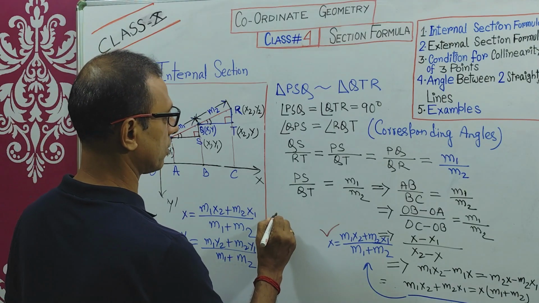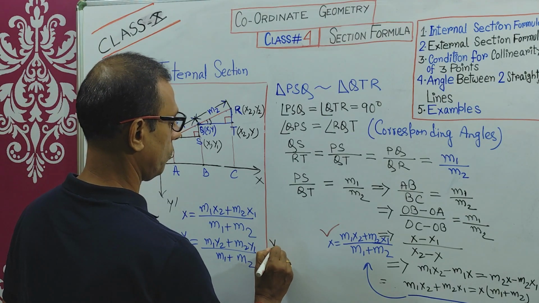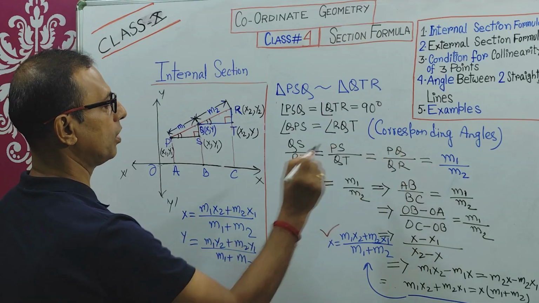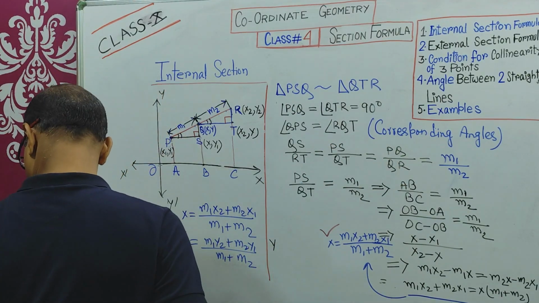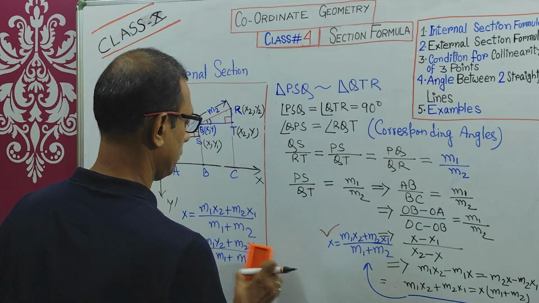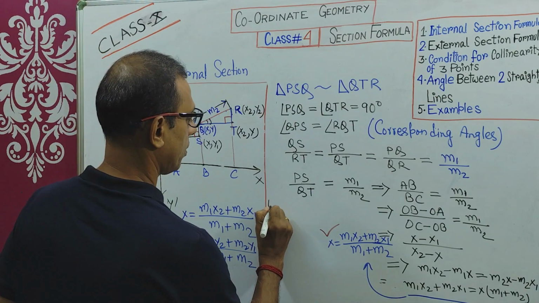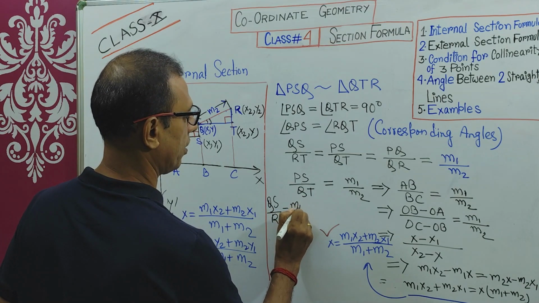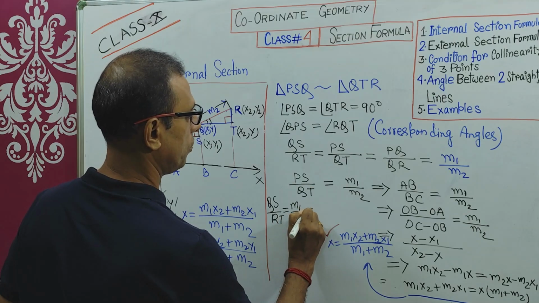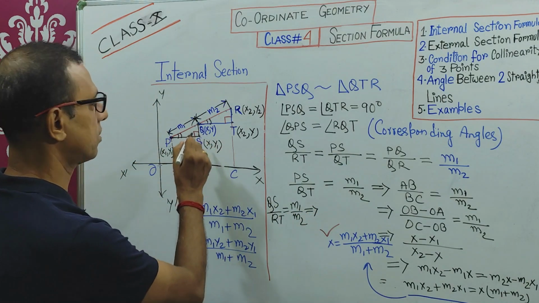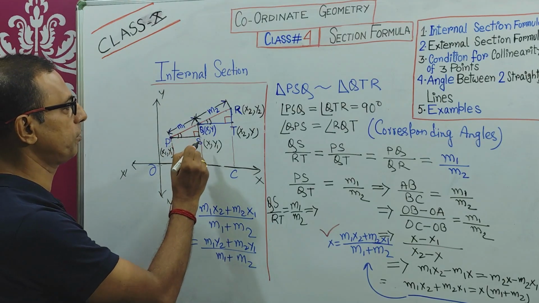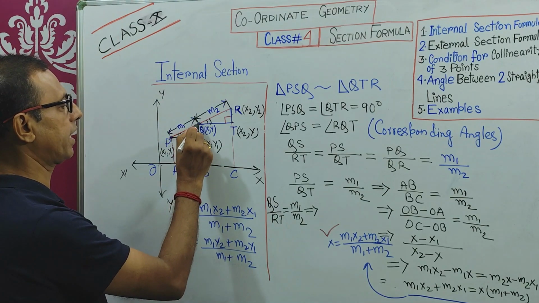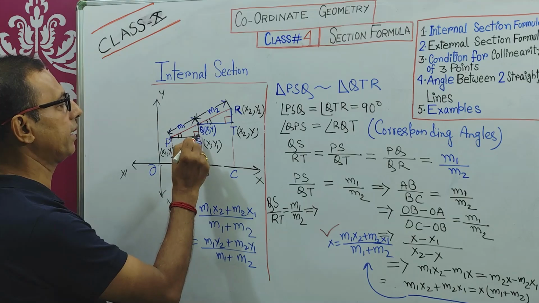How will you do that? Quickly I am just doing this. Now what we will do, we will take this part, QS by RT equals M1 is to M2, which is equivalent to M1 by M2. Straight away I am doing it now, because you understood the concept. So QS means you need to find QB minus SB.